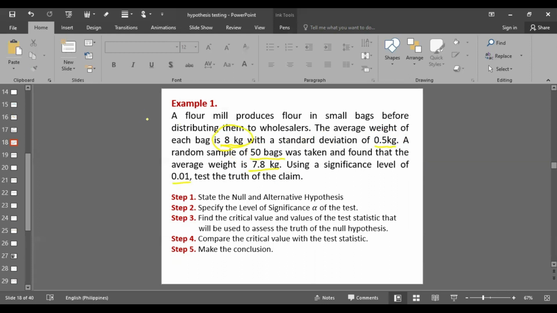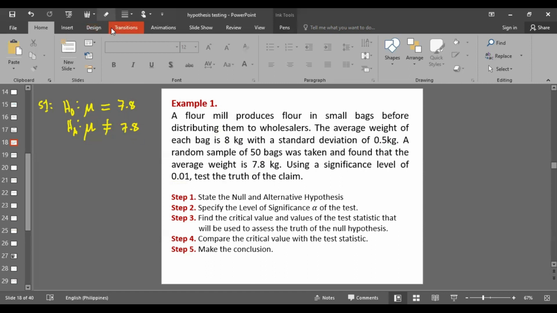So, step 1. What do you think is the null hypothesis? Ito ba yung null and alternative hypothesis? The average weight of each bag is equal to 7.8 sa null hypothesis. On the other hand, the average weight of each bag is not equal to 7.8. Is this correct?